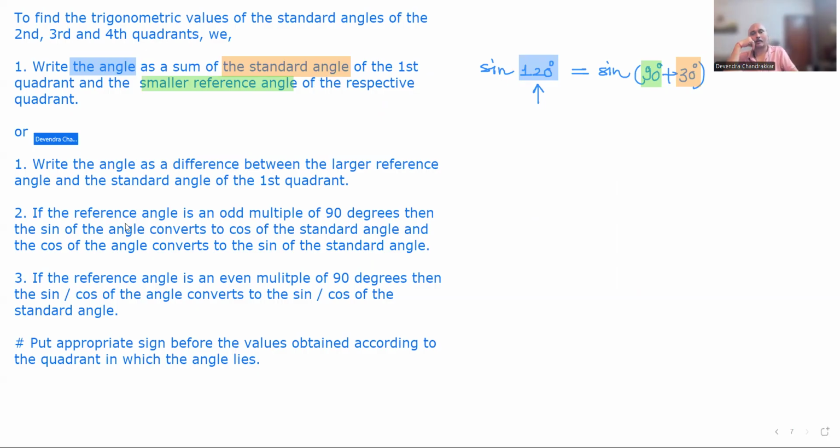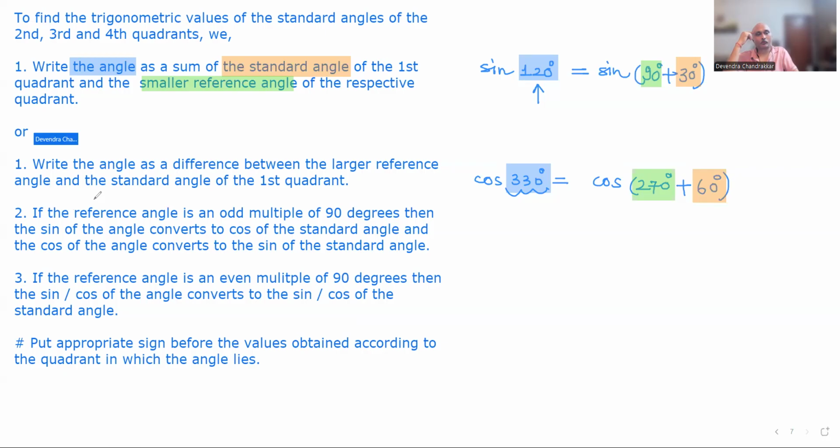Let's do this exercise for one more angle. Let's write cos 330 degrees. This angle lies in which quadrant, kids? Fourth quadrant. Which one is the smaller reference angle for the fourth quadrant? 270 degrees. So this is 270 plus 60 degrees. This is the angle, this is the smaller reference angle, and this is the standard angle of the first quadrant, right?